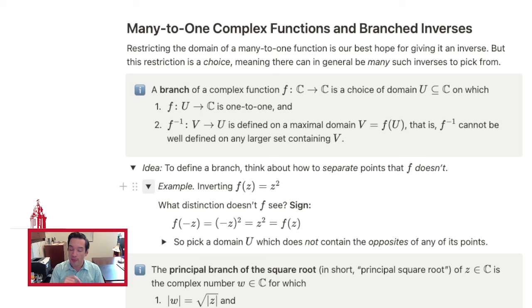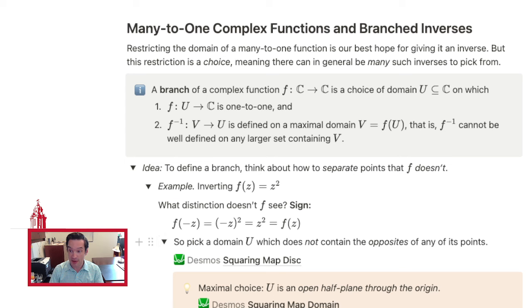Therefore, in order to make this function one-to-one by choosing a smaller domain for it, what we want to do is pick a domain that does not contain the opposites of any of its own points. So what might that look like?